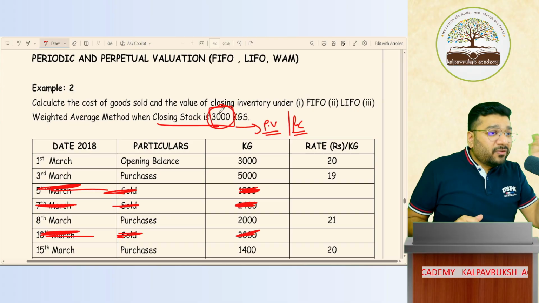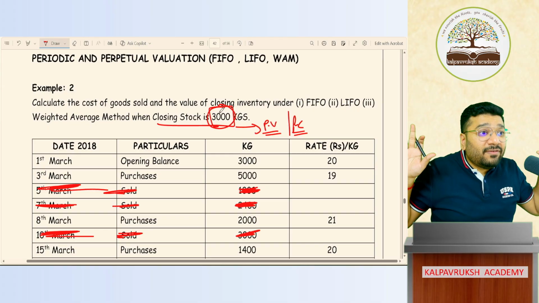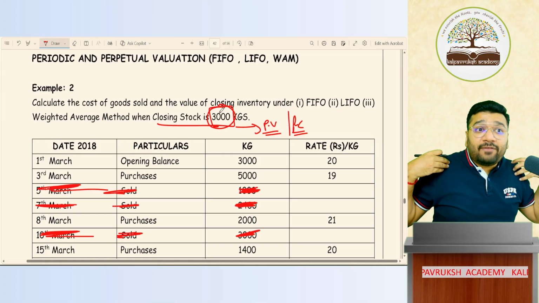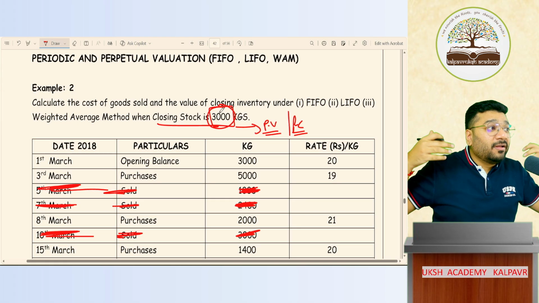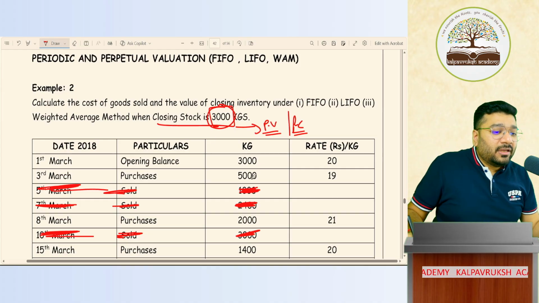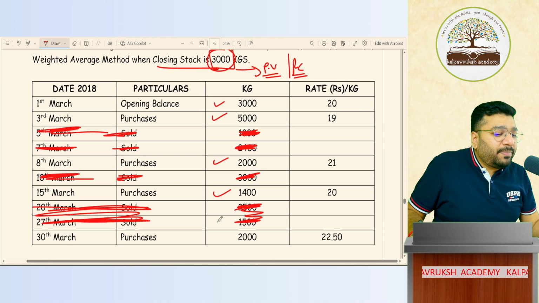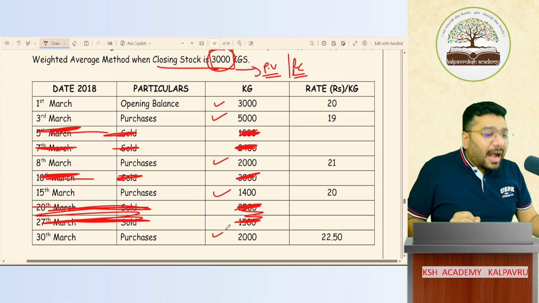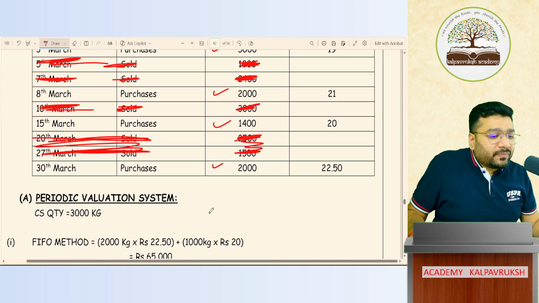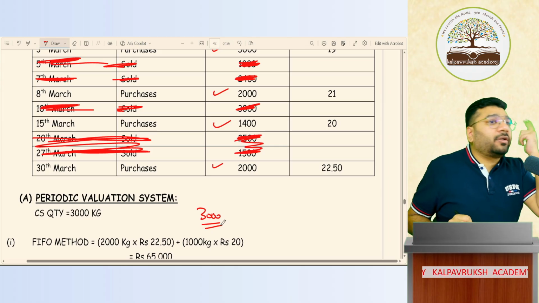Okay. Now this entity says that I'm following FIFO. Periodic plus FIFO. Periodic for quantity of stocks. FIFO for value. FIFO means what? First in, first out. இப்போ அந்த ஷாப்கீப்பர் கிட்ட ஓப்பனிங் 3000 இருக்கு, பிளஸ் 5000 பர்ச்சேஸ், பிளஸ் 2000 பர்ச்சேஸ், பிளஸ் 1400 பர்ச்சேஸ், பிளஸ் 2000 பர்ச்சேஸ். At the end, how much stock is there? 3000 kg இருக்கு. 3000 kg is belonging to which lot?